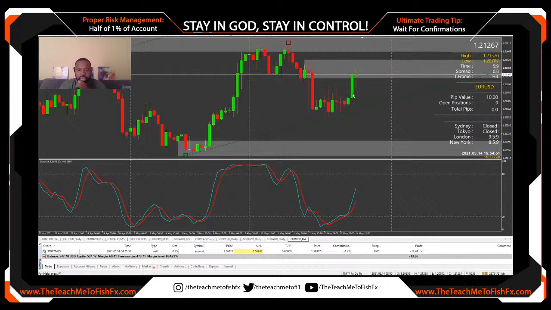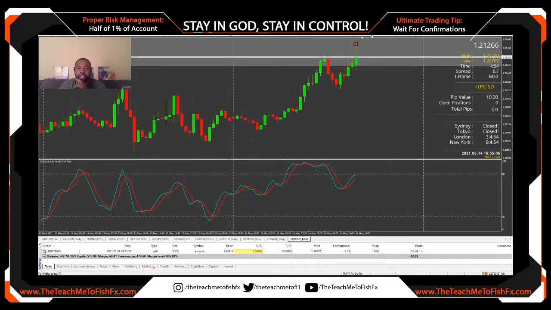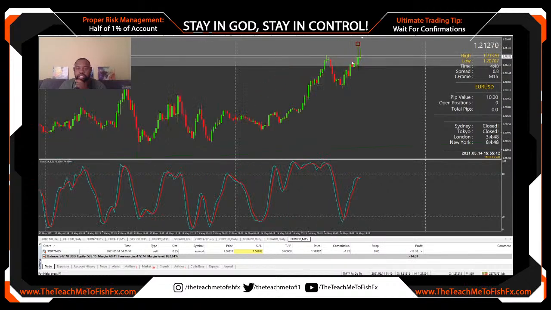So see, 1 hour. All right, I'm showing some exhaustion indication. So this zone may hold up for us, and you just want to drill down and wait for your confirmations and your confluences. All right.